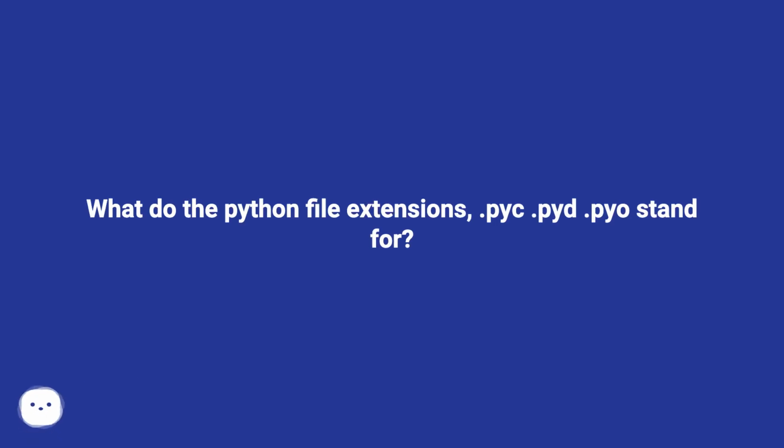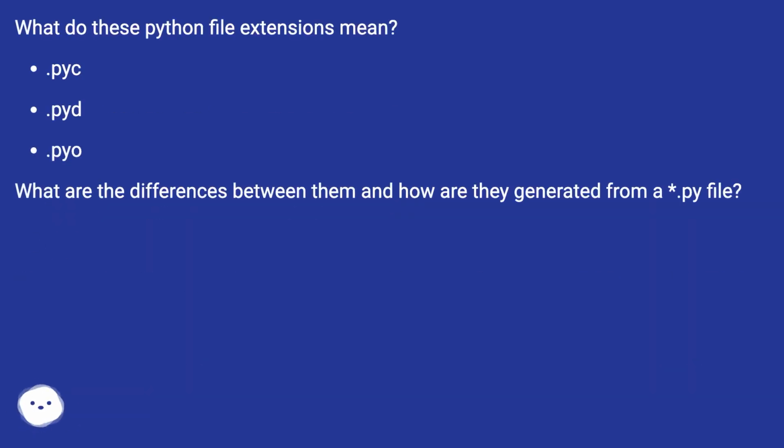What do the Python file extensions .pyc, .pyd, .pyo stand for? What do these Python file extensions mean? What are the differences between them and how are they generated from a star.py file?